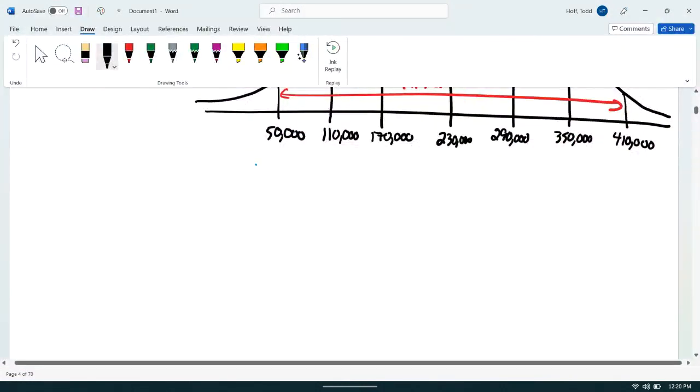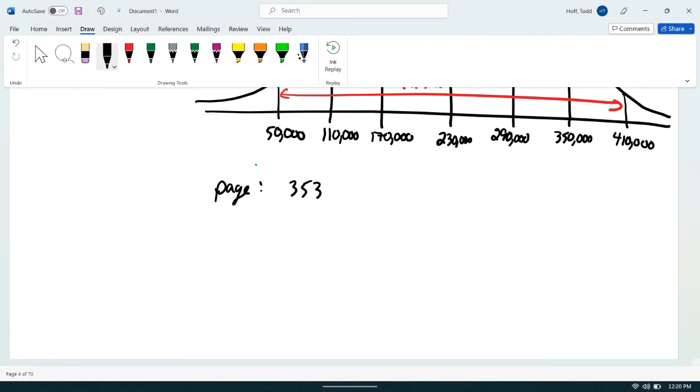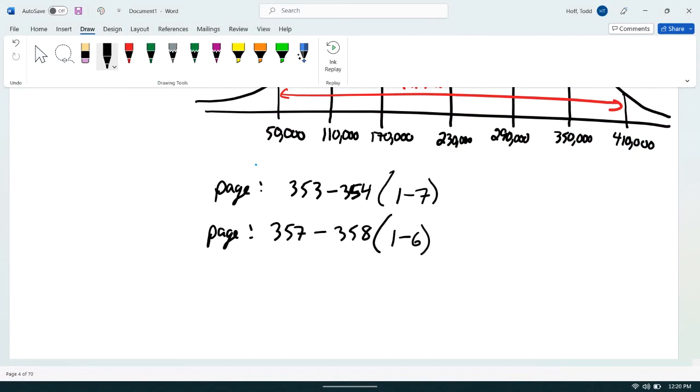Okay, so with that, we'll give you some homework here. Your homework, you're going to have page 353 through 354, 1 through 7 there. And page 357 through 358, 1 through 6 there.